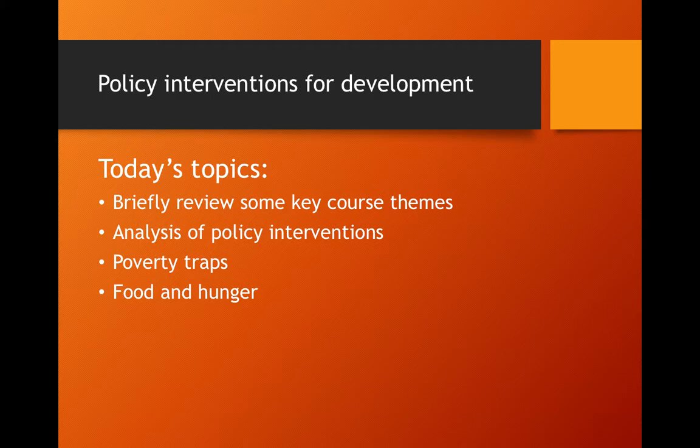We're also going to talk about poverty traps. So what do people mean when they say there's a poverty trap? And finally, we're going to talk about hunger. So what are different kinds of policy interventions for hunger? What kinds of assumptions do they make about the nature of the problem? And how well do they work based on the evidence that we're seeing from Banerjee and Duflo?